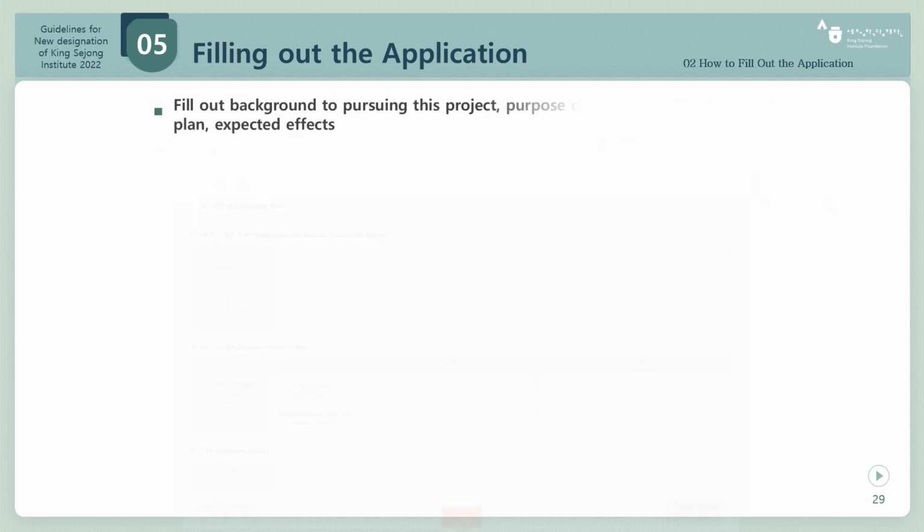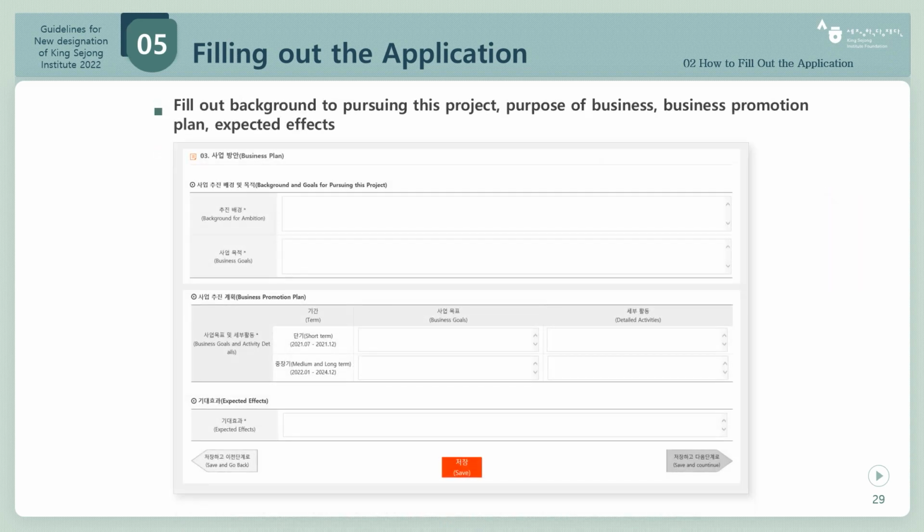Next is the business plan. After writing institution's background, and purpose of pursuing this project for the new designation of King Sejong Institute, enter short-term, medium, and long-term business goals and detailed activities. Finally, after indicating the expected effects, proceed to the next step.